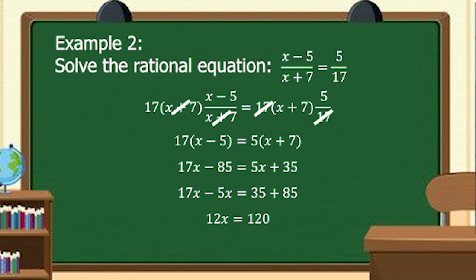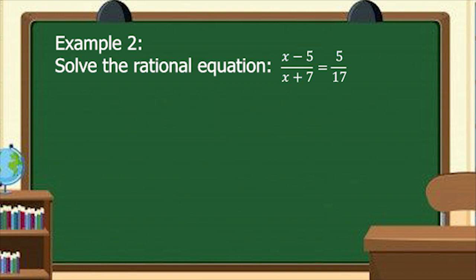Finally, dividing both sides by 12, 12x divided by 12 is x, and 120 divided by 12 is 10. Therefore, x is equal to 10. And to check, substitute x equals 10 to the original equation, x minus 5 over x plus 7 equals 5 over 17.